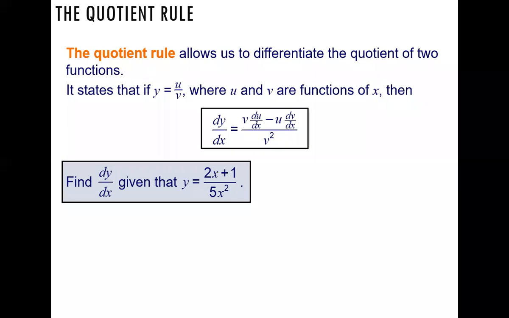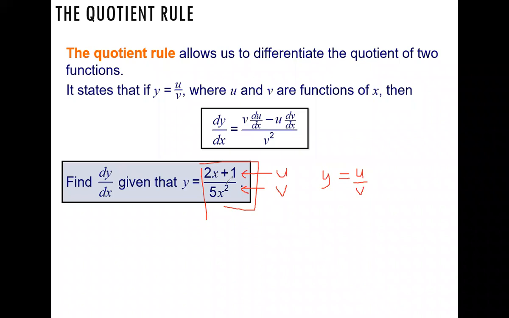So this is an example of a function which is going to make use of the quotient rule. We have one function on top and the other at the bottom, and we make the function on top u, whilst the one at the bottom is v, so that you have the form y is equal to u over v. And then you apply the same principle.